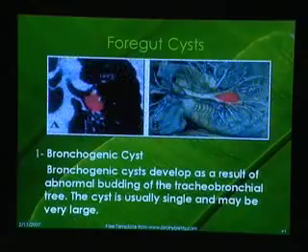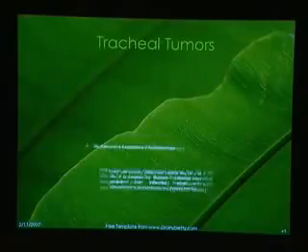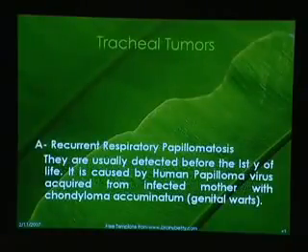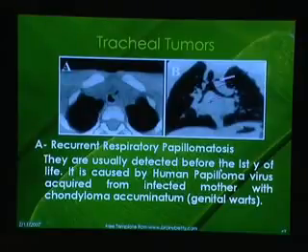Coming to foregut cysts, bronchogenic cysts develop as a result of abnormal budding of the tracheobronchial tree, and cysts are usually single or large. Tracheobronchial tumors like recurrent papillary papillomatosis, like here, show papillae that will be clearly seen in the coronal and virtual endoscopy images.